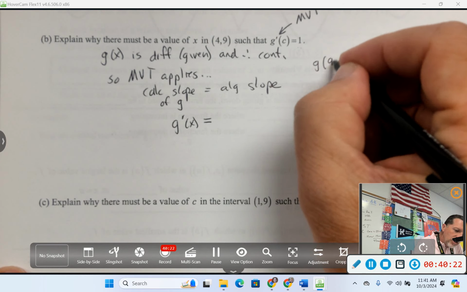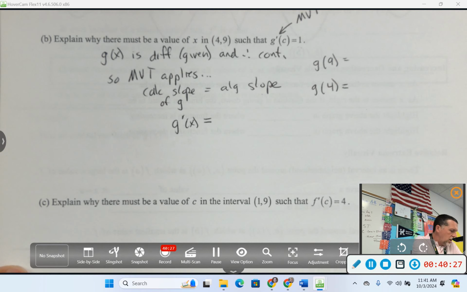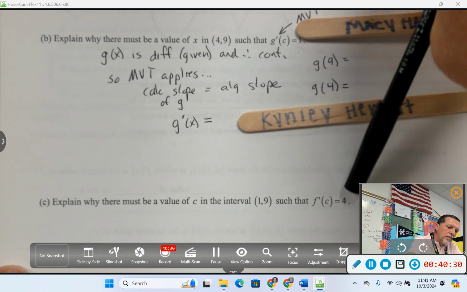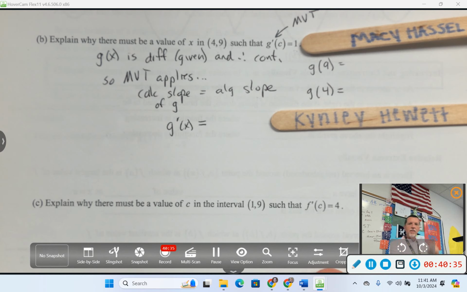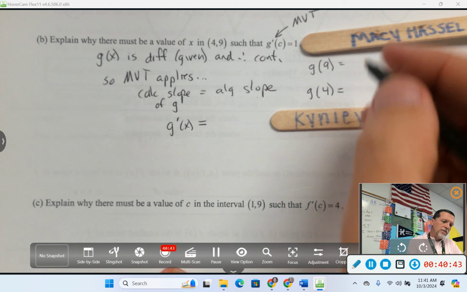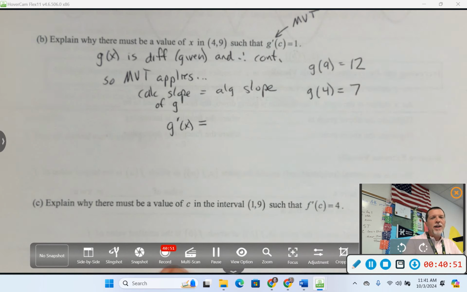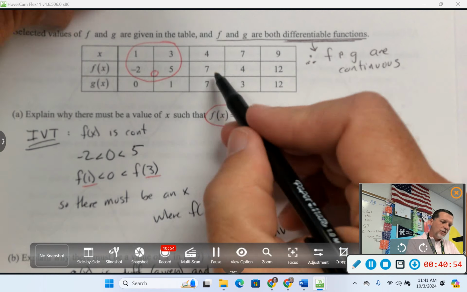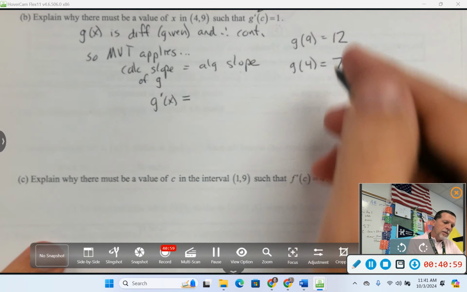So G of 9 and G of 4. Put people on the spot for that. See if Macy and Kinley know how to read a table. So, Macy, how about G of 9? 12. Kinley, how about G of 4? 7. And this might not be the best example problem, because if you messed up F and G, you'd still get the same thing, so shame on me, I guess. But yeah, 12 and 7.